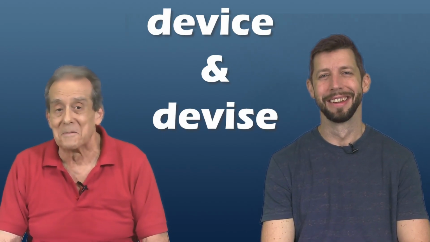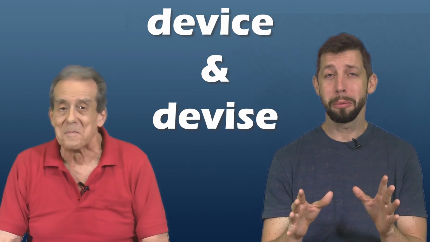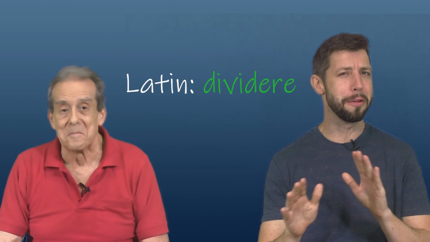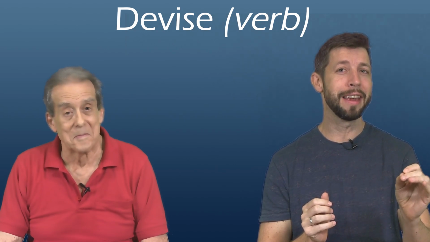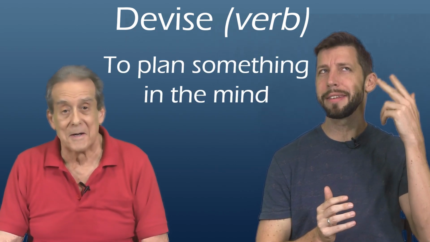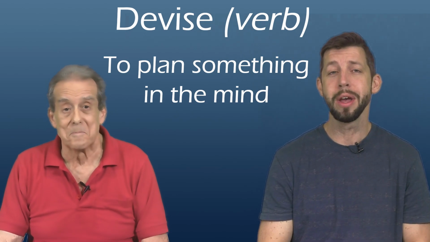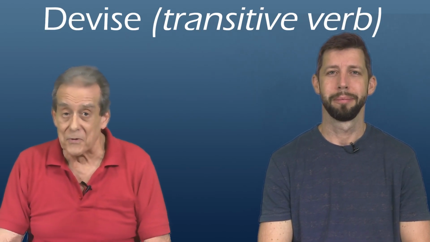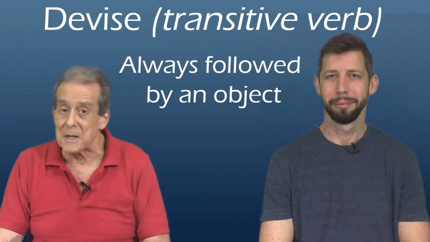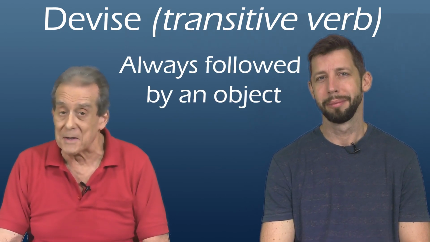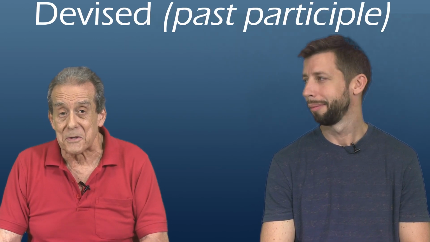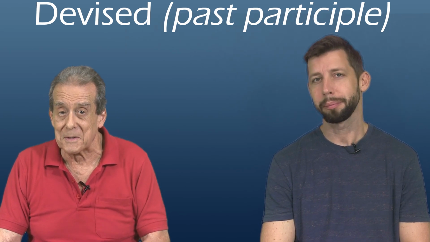Right. Let's get on with the lesson. These two words, device and devise. Well, both words come from the same Latin origin, dividere, but they have different meanings. Devise is a verb. It means to plan something in the mind. It's similar to invent. It's a transitive verb, which means that it's always followed by an object, the thing that's being devised. I need you to devise a whole new strategy for the sales team, unless it's in its participle form, devised. And here's the strategy that I've devised.